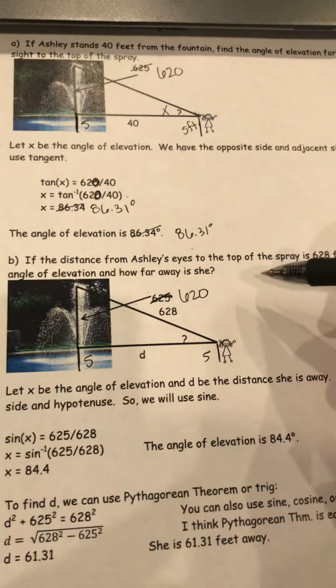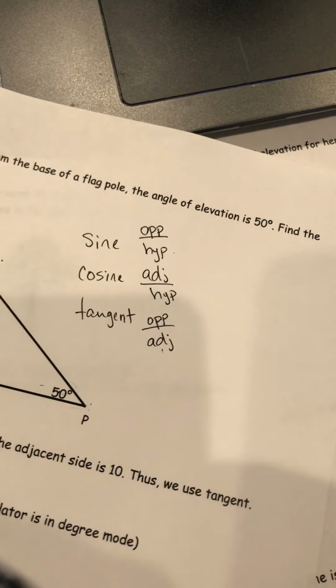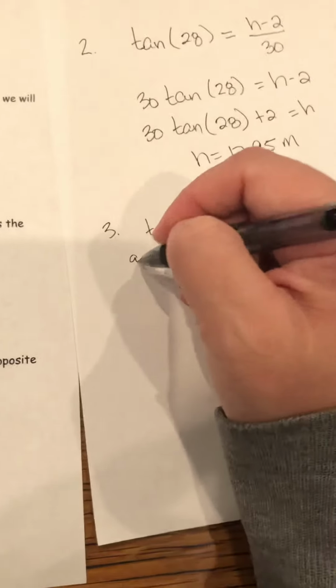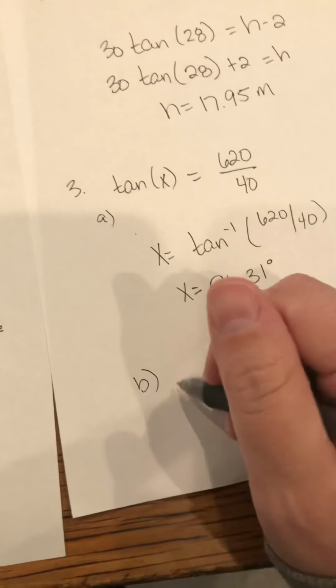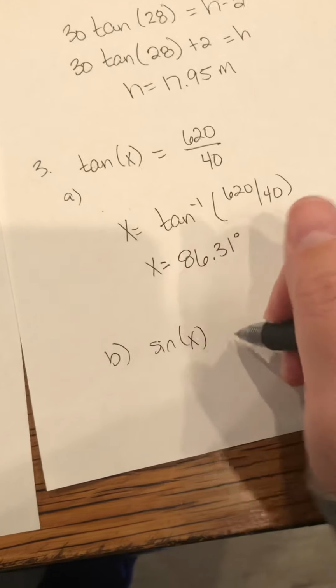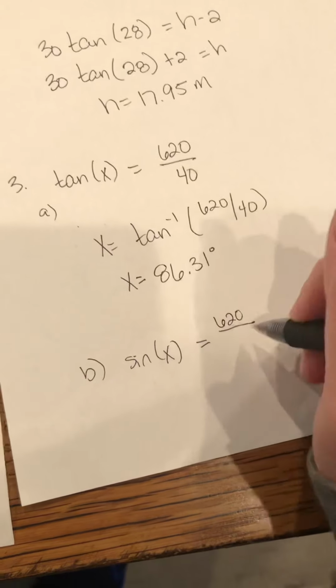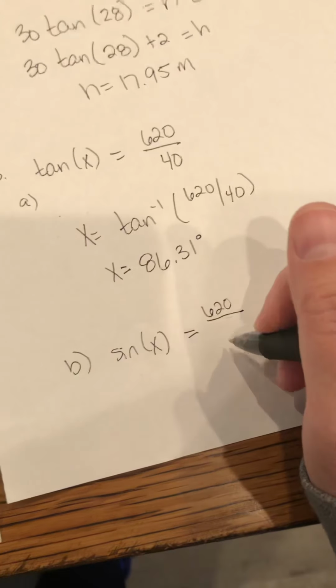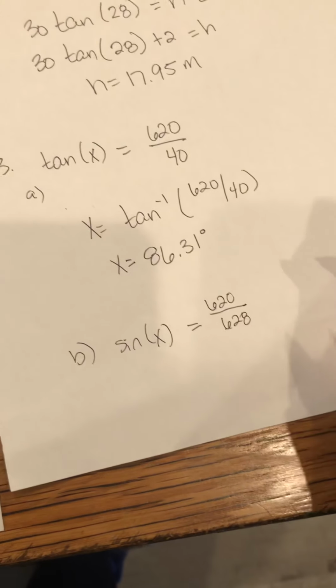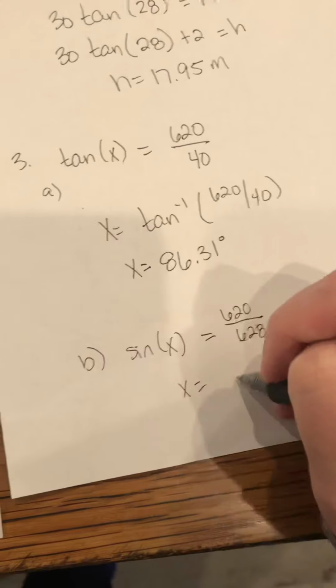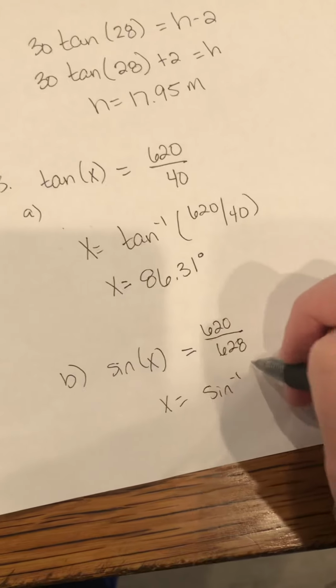Now we know something about the opposite side and something about the hypotenuse. If you go back to where I wrote those down, if you know the opposite side and the hypotenuse, that is the sine. This was part A, so this is part B. We're going to have the sine of x equal to our opposite side, which is 620 because it's starting 5 feet off the ground, over our hypotenuse, which is 628. And again, you use the inverse to get rid of it. You don't divide, you just use the inverse.